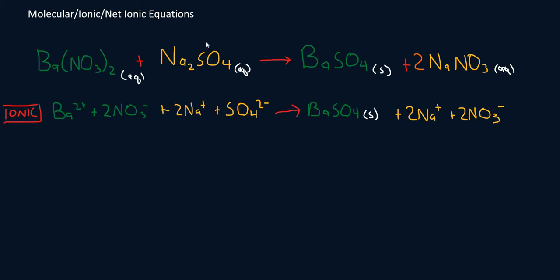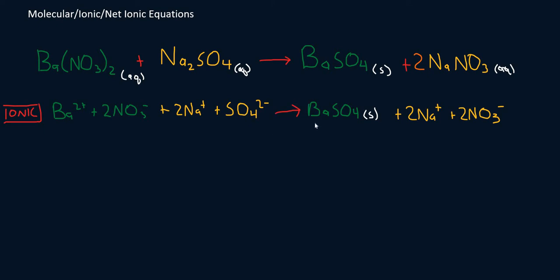Right here we have 2 Na atoms, and that's going to be right here with 2 Na+. And then we have sulfate up here. So down here we have that SO4 2-. And you'll need to know the charges for your polyatomic ions, because that will help you when you're doing these ionic and net ionic equations. And we only have one of those, so that's why we only have one here.